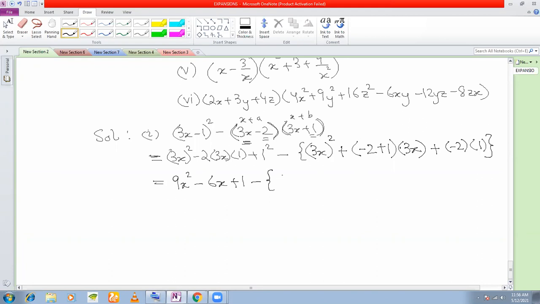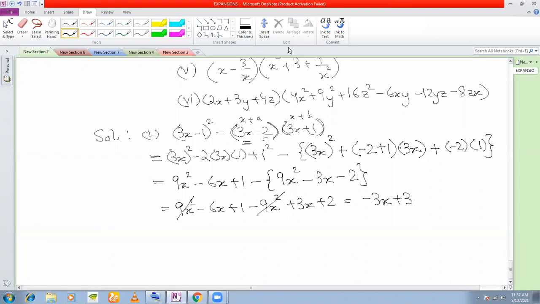Yes, sir. Now you have 9x square minus 6x plus 1, and this is your minus 3x, and this is your minus 2. Now you open the brackets. All the signs will change. So plus 9x square minus 9x square is going to cancel. And you have minus 6 plus 3, you have minus 3x. Plus 1 plus 2 will give you a 3. So you can write this as 3 times 1 minus x. And that is your answer.